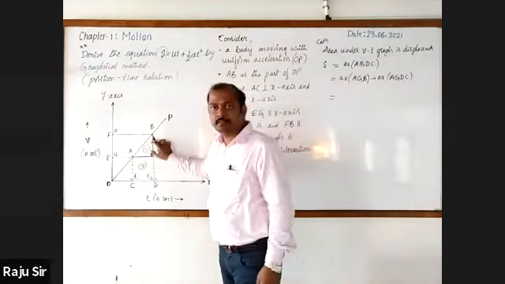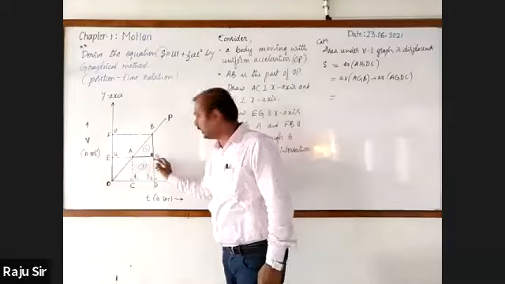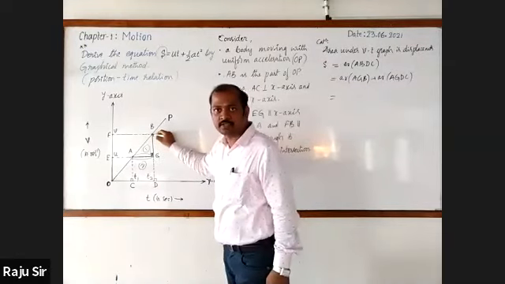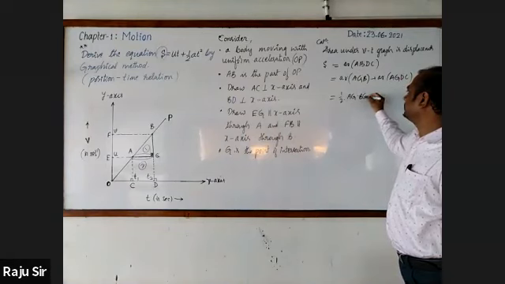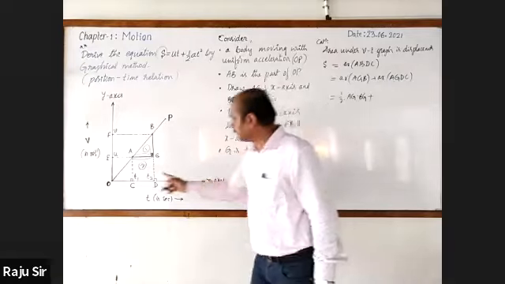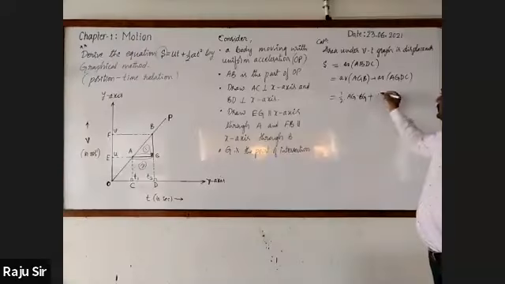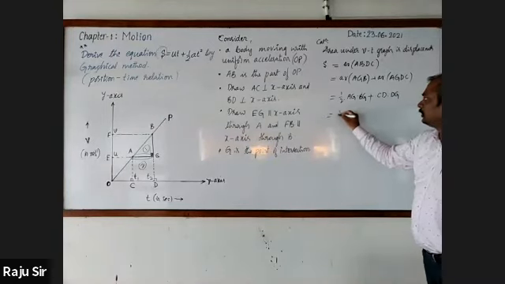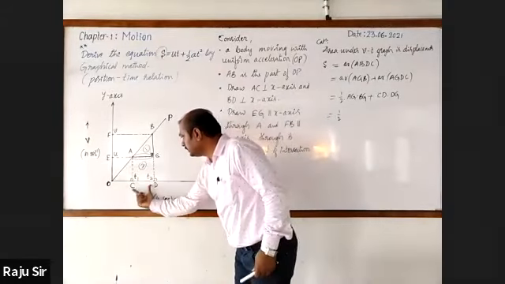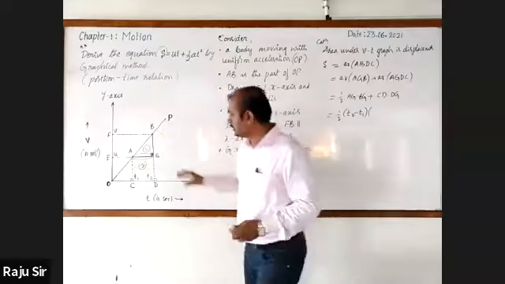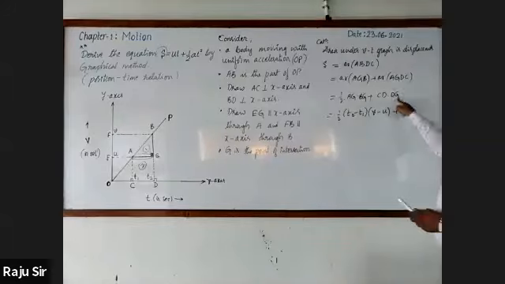Area of triangle AGB is half into base into height. Here base is AG, height is BG, right? So I can write it as half into AG into BG plus area of rectangle. Area of rectangle is length into breadth. Length is CD, CD into DG. Now this is equal to half into AG, which is t2 minus t1, and BG, which is v minus u, plus CD into DG, where CD is t2 minus t1, into DG.